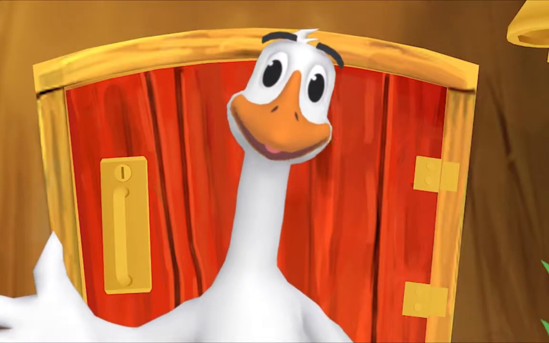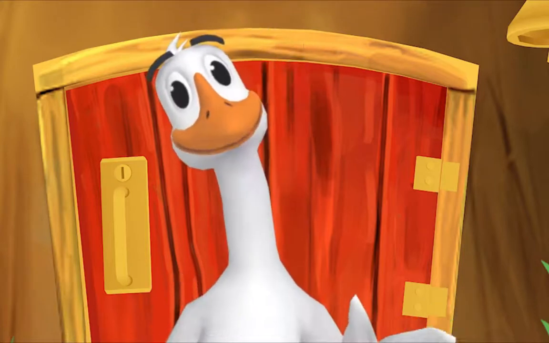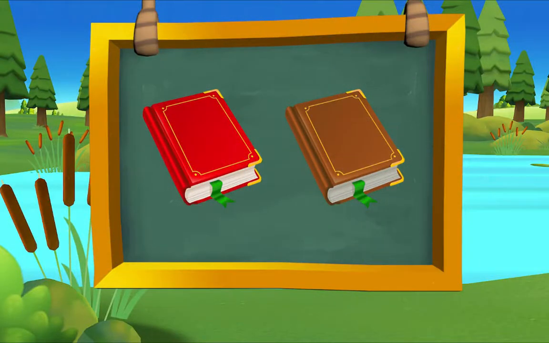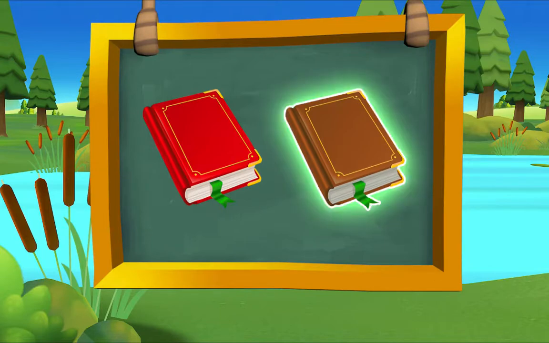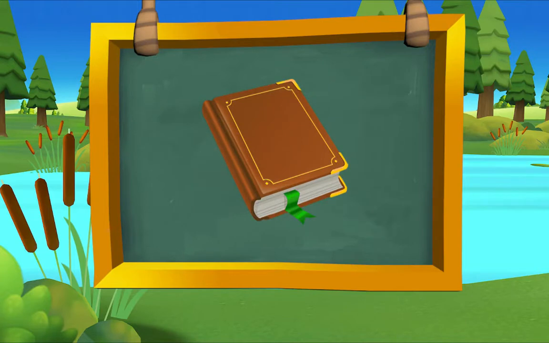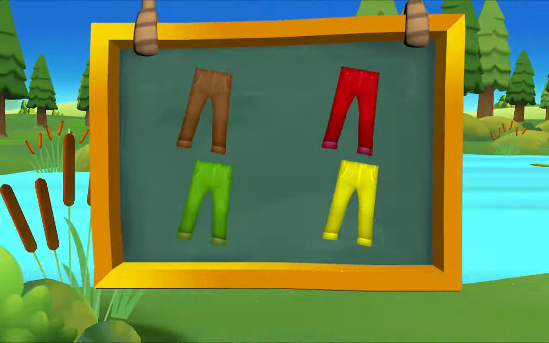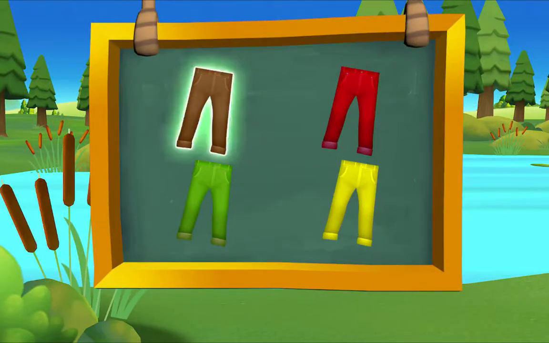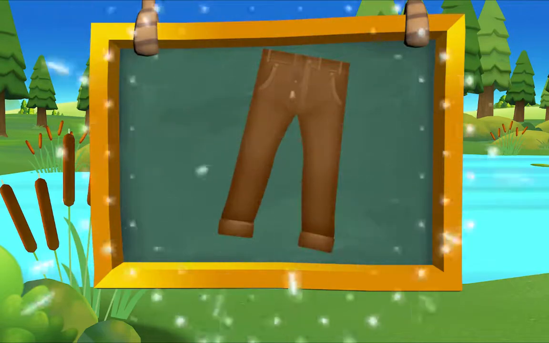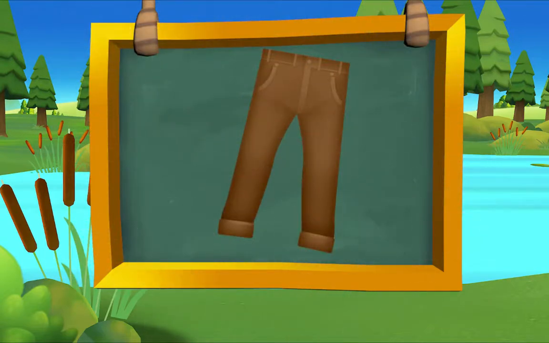Here's something we already did. Let's do it again. Which book is brown? There it is. Brown book. Which pants are brown? There it is. Brown pants.